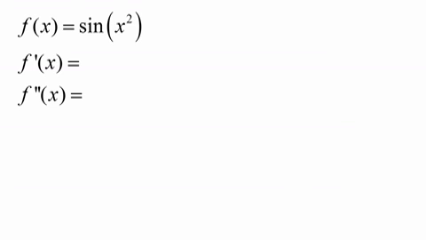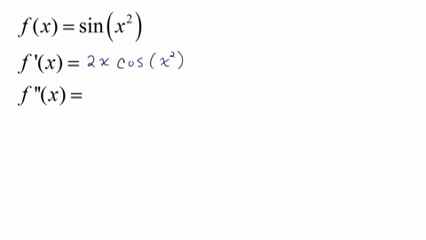Let's start with part A. We're asked to find the second derivative of function f, given that f is sine of x squared. So the first derivative would be cosine of x squared. Chain rule would kick in. We have to take the derivative of x squared, which would give us another factor of 2x. So the first derivative would be 2x cosine x squared.